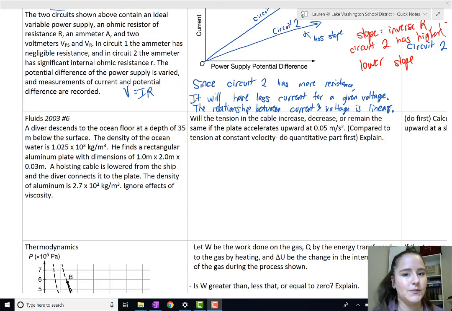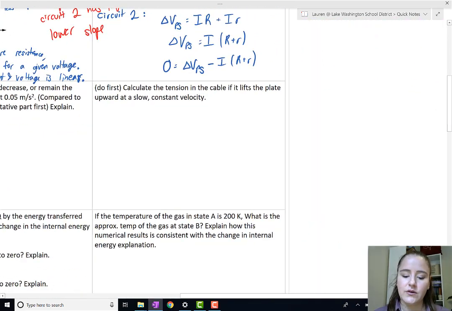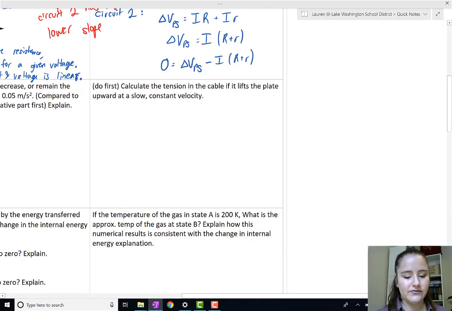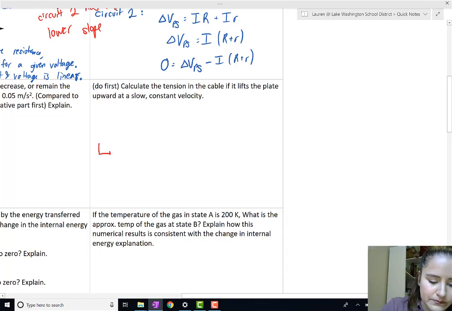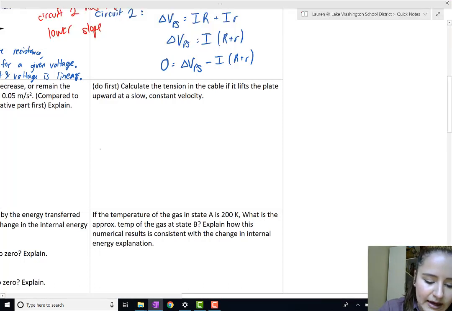Okay, so in this one, this was a small part of the larger problem, and the quantitative was actually first. It says calculate the tension in the cable if it lifts the plate up at a slow constant velocity. So in this one, we are actually going to be plugging in numbers and doing some calculations. So let's start. Okay, we have our aluminum plate.